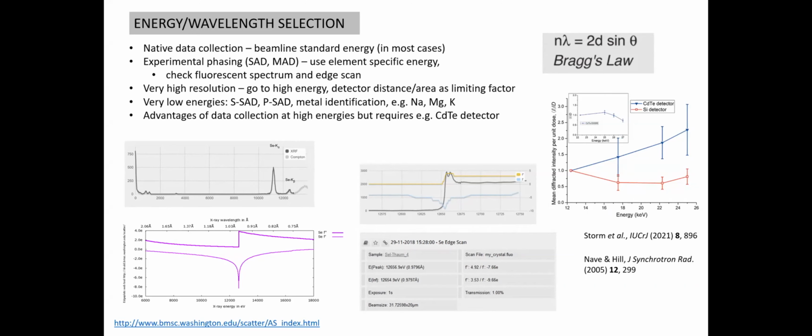Now, if you do experimental phasing, which is now done less and less because of things like AlphaFold, but still needs to be done sometimes, then of course you need to use the element-specific energy. So you first need to look at whether your anomalous scatterer is present by doing a fluorescence spectrum, and then you do an experimental edge scan to verify the real peak energy and inflection energy. Those would be 2 energies to use for collection in a MAD experiment.